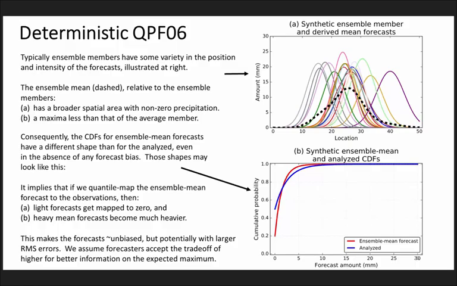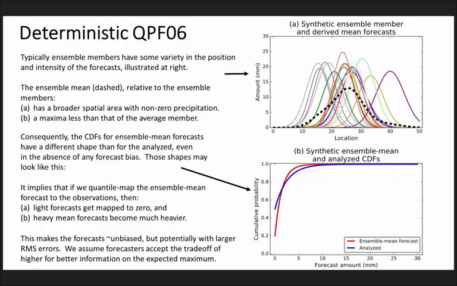The second thing is the distribution is somewhat broader than the individual ensemble members. So when you actually build up a CDF of that ensemble mean and a CDF of the analyzed data, something you'd probably see is a characteristic like what's shown in the bottom panel here. The ensemble mean forecast will start off with very few forecasts that are zero, 20% in this case, where it's more like 50% in the analyzed.